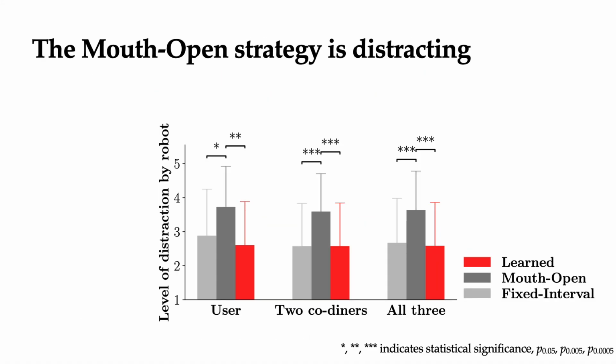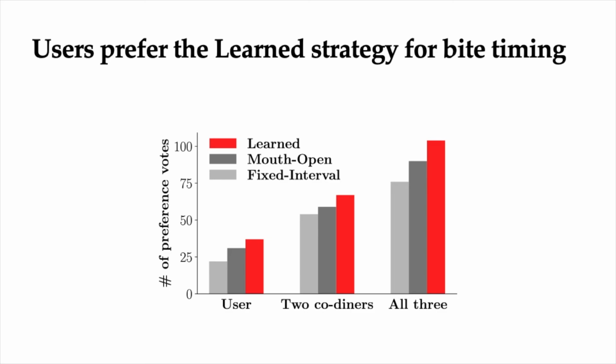From our 5-point Likert scale questions in our post-trial surveys, we find that the mouth open strategy is generally distracting compared to the learned and fixed interval conditions. We believe this is because the mouth open strategy prompts a user using a voice interface, and that can disrupt the rhythm of the conversation. But when given a forced choice question on which conditions the users and co-diners preferred, we find that the learned condition is largely more preferred.